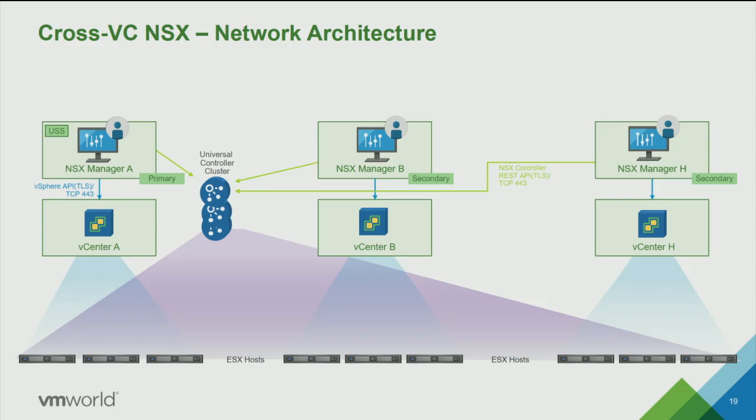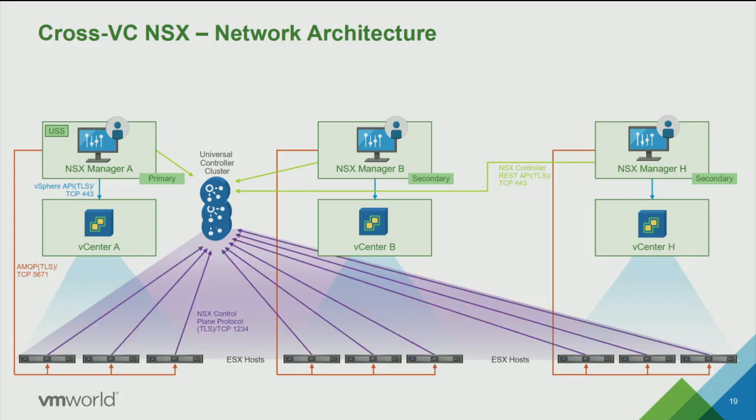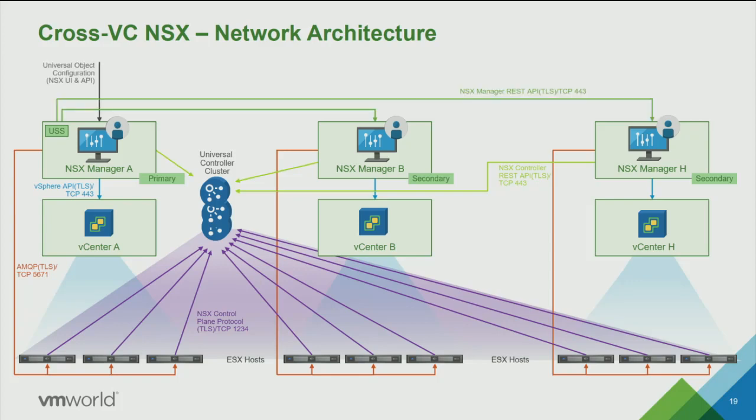Now, each of these NSX managers has a message bus connection to the ESXi hosts, right? So the universal controller cluster config is pushed down from the NSX managers to each of the hosts, and now the hosts all know how to connect to the controller cluster for that control plane connectivity. Okay, so that's how this works. Now when I create a universal object on the primary NSX manager, it automatically gets synced to the secondary NSX managers. So let's look at how this works.